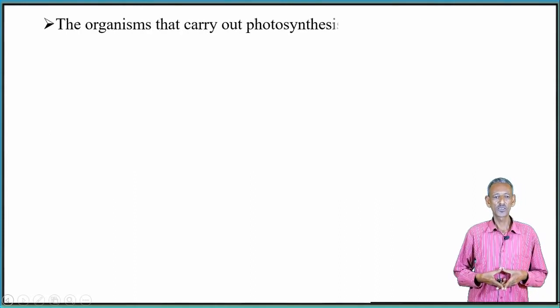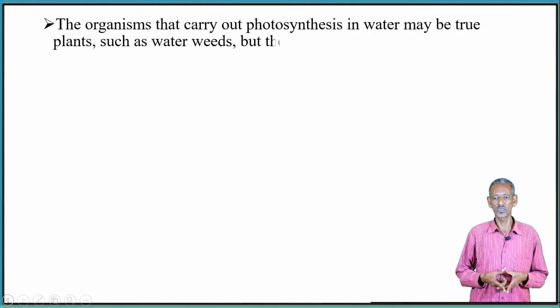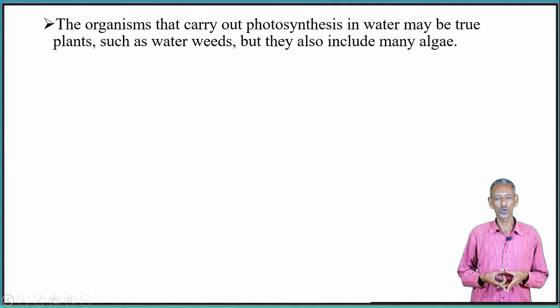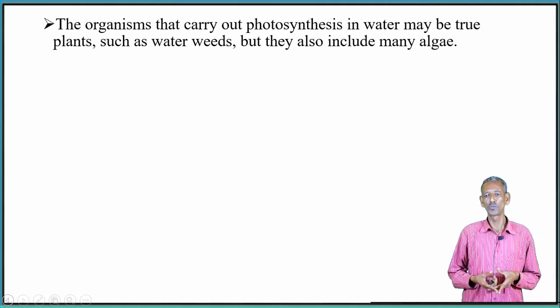The organisms that carry out photosynthesis in water may be through plants such as water weeds, but they also include many algae.